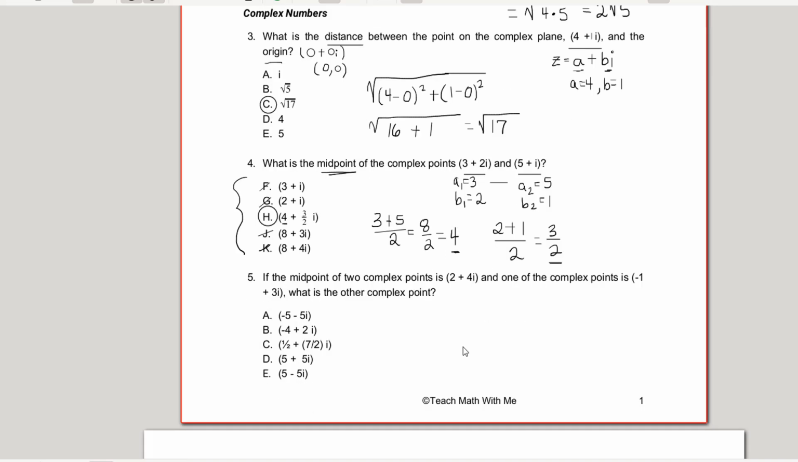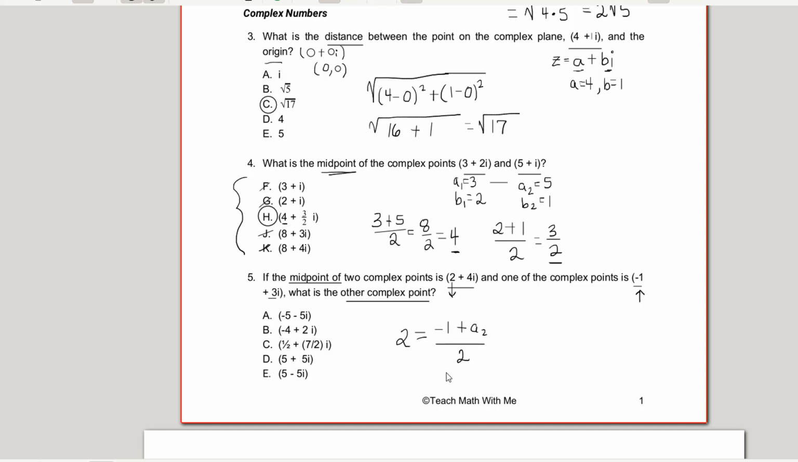Now let's take a look at question number 5. If the midpoint of two complex points is 2 plus 4i, and one of the complex points is -1 plus 3i, what is the other complex point? So in this case, we're given the midpoint and 1 point, and we have to find the second. So we're working similar to number 4, except we have some different unknowns. So in this case, we have the real component midpoint of 2, and that's equal to the real component of the first complex point. We don't know the second complex point over 2.